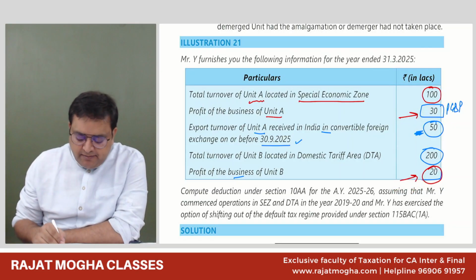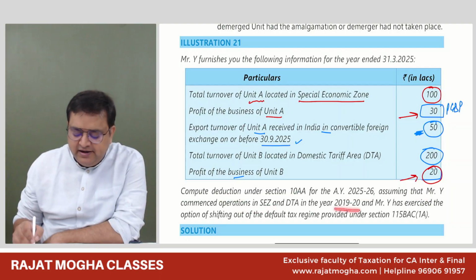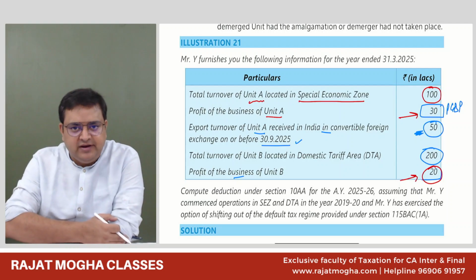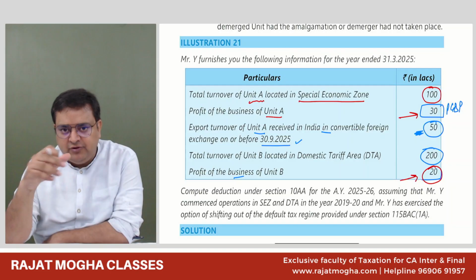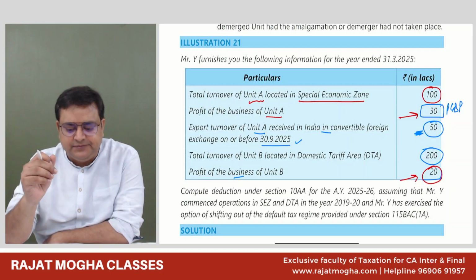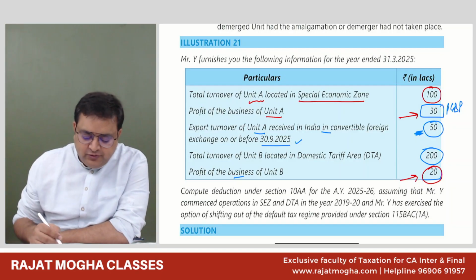Compute the deduction under 10AA for assessment year 25-26, assuming Mr. A commenced the business of SEZ and DTA in the year 2019-20. So he has commenced the business in 19-20 and Mr. Y has exercised the option of shifting out. Shifting out means 10AA is available. Although they have just asked for the deduction, I would still like to compute the total income of the assessee. So how should you do this?